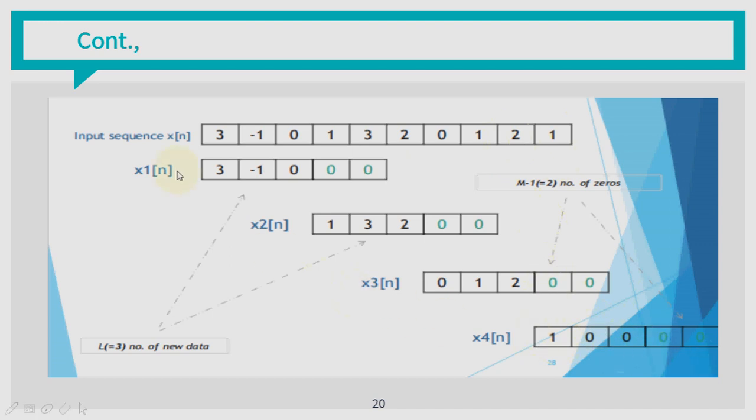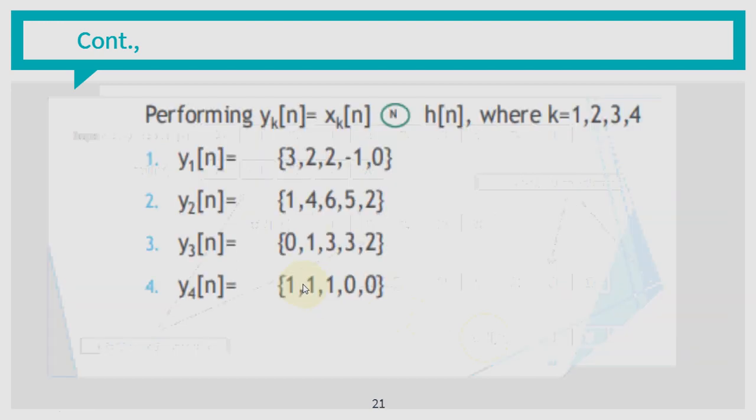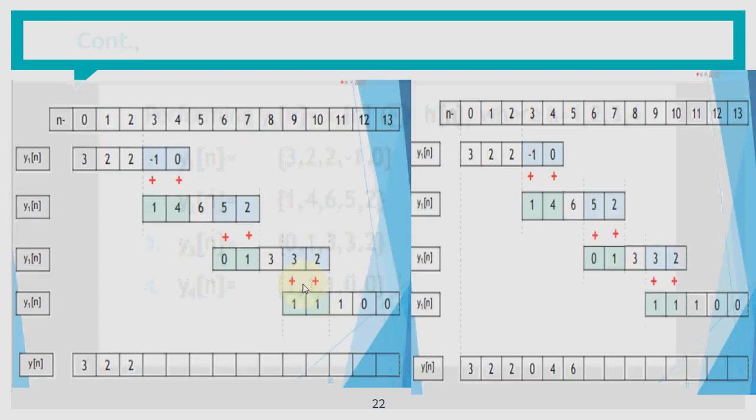Multiply this input sequence x1 of n, x2 of n, x3 of n, x4 of n with h of n by matrix multiplication operation, and you will get y1, y2, y3, y4. So y1 is nothing but 3, 2, 2, minus 1, 0. y2 of n is 1, 3, 1, 4, 6, 5, 2. y3 of n is 0, 1, 3, 3, 2, and y4 of n is 1, 1, 1, 0, 0.